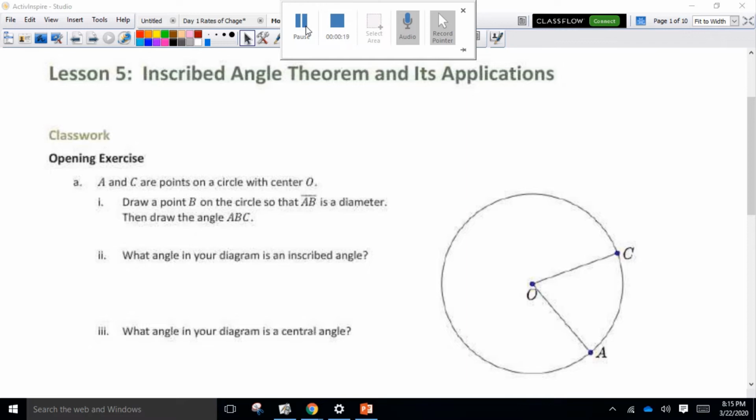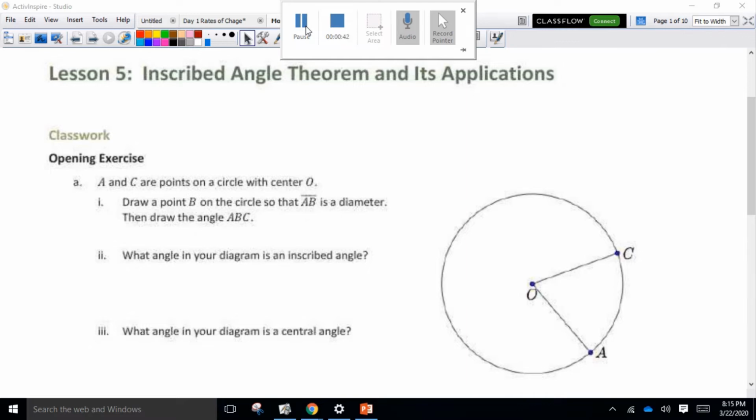Okay, so we're talking about inscribed angles and central angles today. I think on Friday you should have learned that the central angle is twice as big as the inscribed angle. So we're going to use that same concept all over today. Okay, so first one says, A and C are points in the circle.